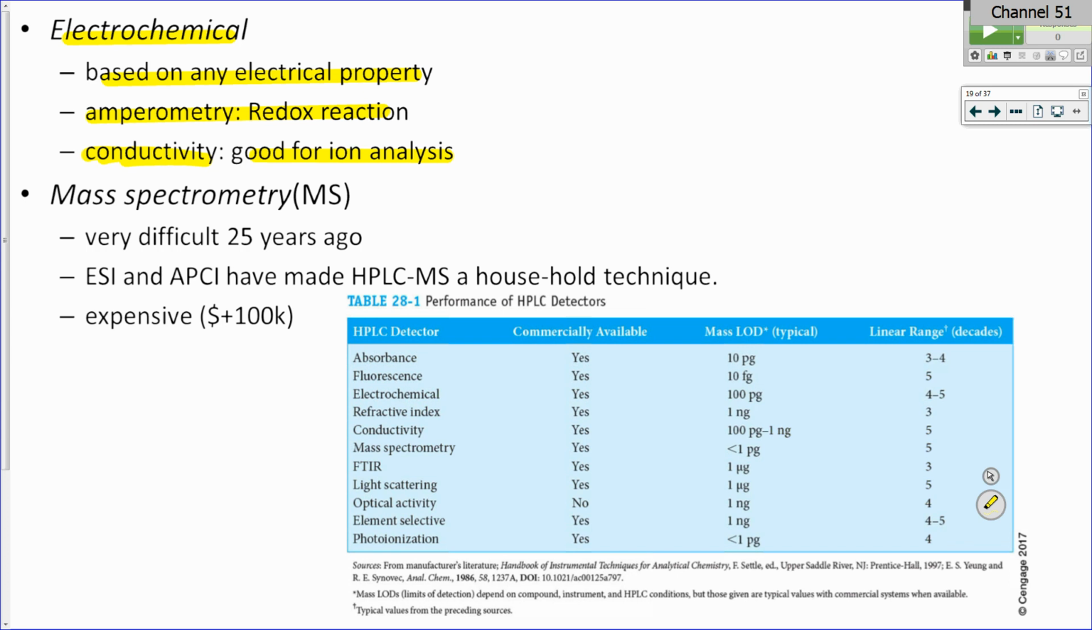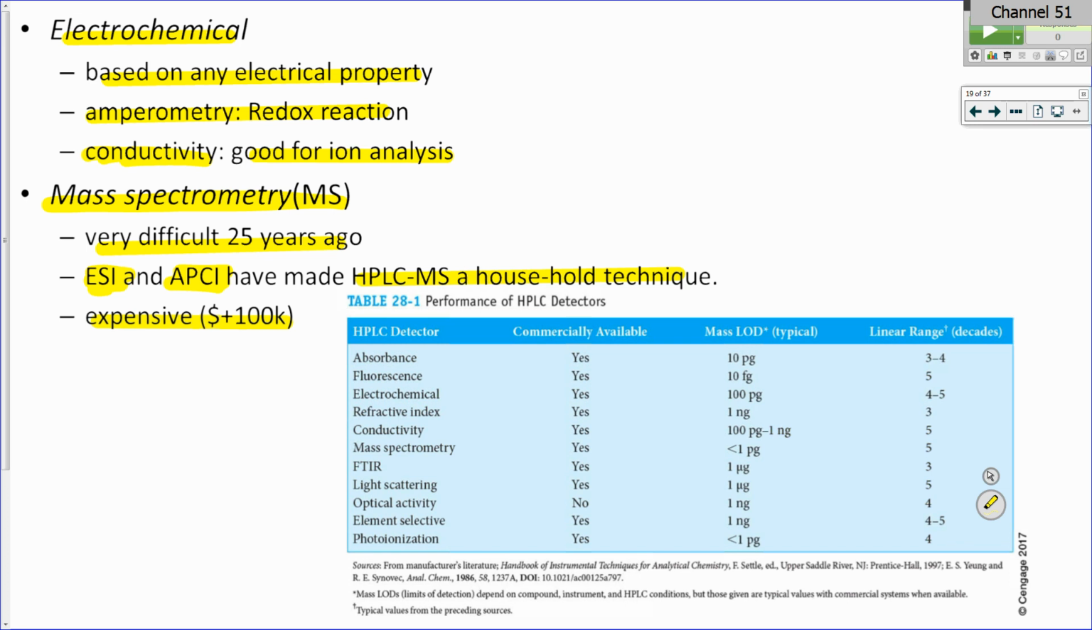Mass spectrometry was a difficult thing 25 years ago. Now it's a household technique in labs because of the advances with electrospray ionization and atmospheric pressure chemical ionization. But now you've got a detector that starts at $100,000 and goes up to millions. So it's not a cheap option in systems. It's an expensive option. So table 28.1 does a comparison of some of the common types of detectors that we use.